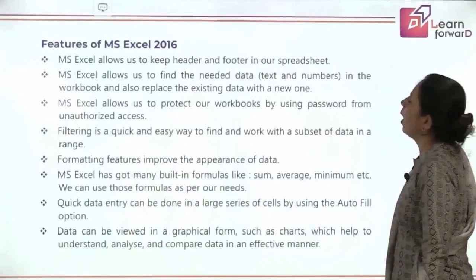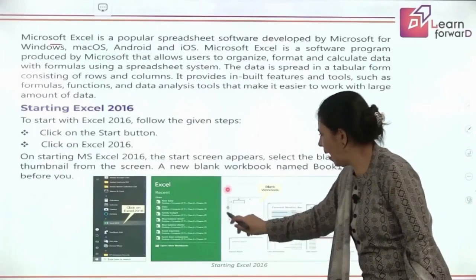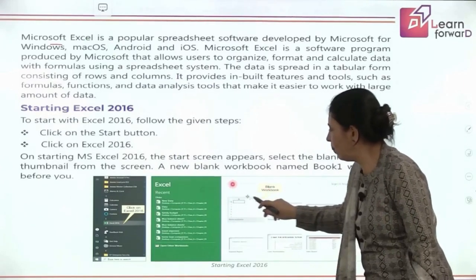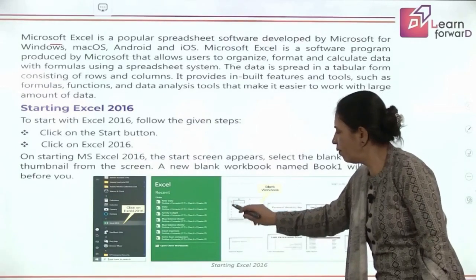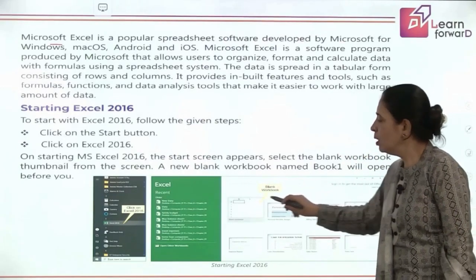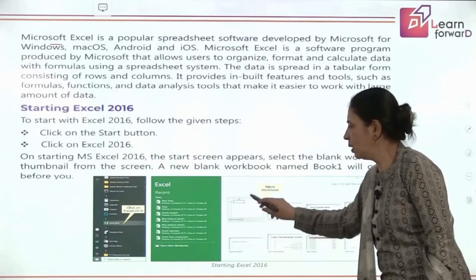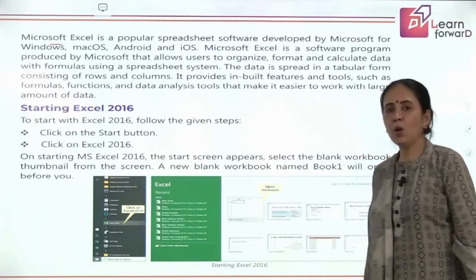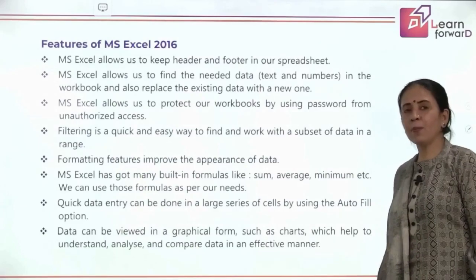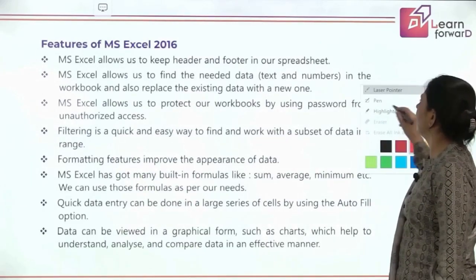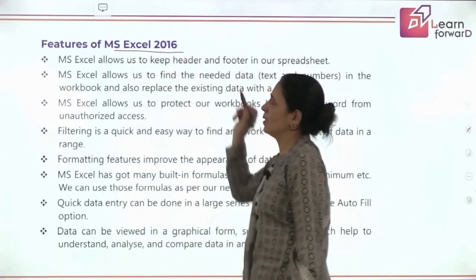I'll just show you how it looks when you open the book. So this is a blank workbook and it opens for you. Here you have numbers, and we have alphabets on the top. We call these rows, we call them columns, and there is a lot more to learn. So we move ahead. Now the first thing I'm going to tell you is what the features of MS Excel 2016 are.